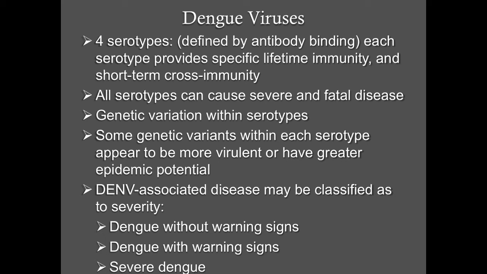So within the 4 serotypes, there's genetic variation that we call strains, and some of these strains seem to be more or less virulent than others. We can observe hotter or less so strains, but the actual mechanisms of how that works is still something of a mystery.